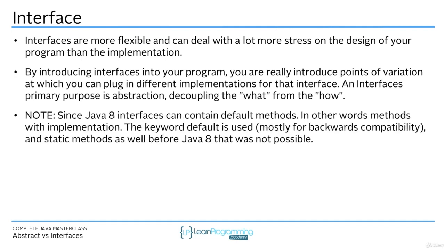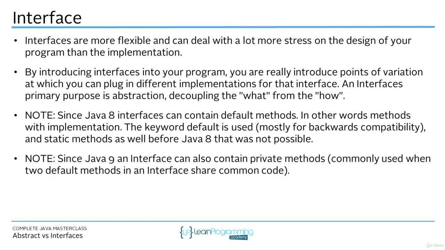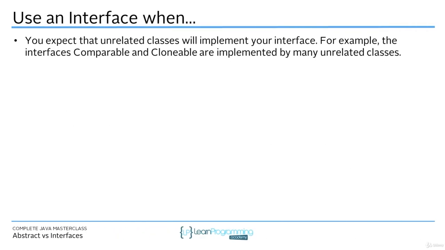And just a couple of general notes here. Since Java 8, interfaces can now contain default methods. So in other words, methods with implementation. Now the keyword default is used mostly for backwards compatibility, and static methods as well. Before Java 8, that wasn't possible. And since Java 9, an interface can also contain private methods, commonly used when two default methods in an interface share common code.